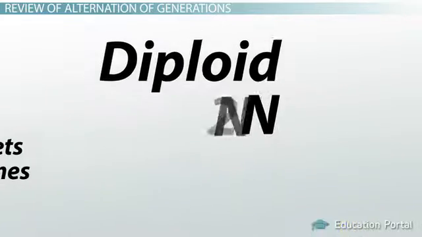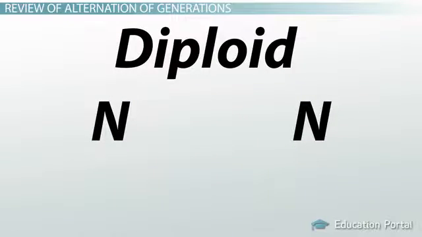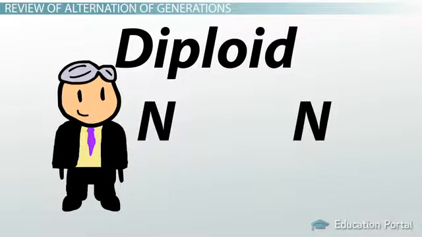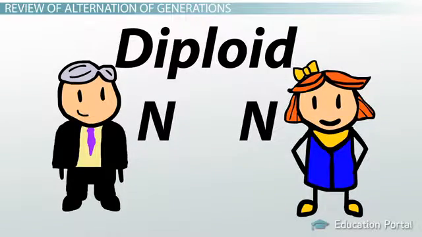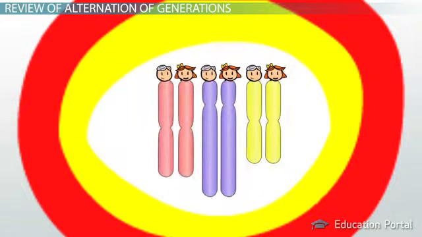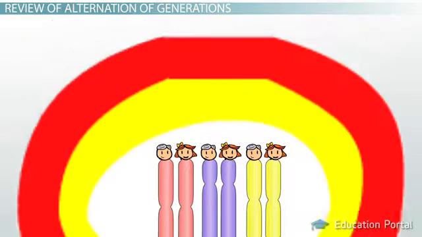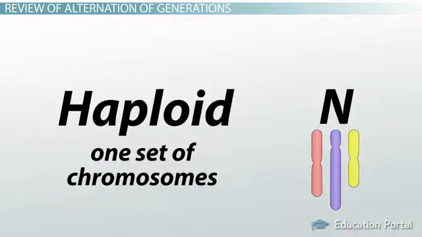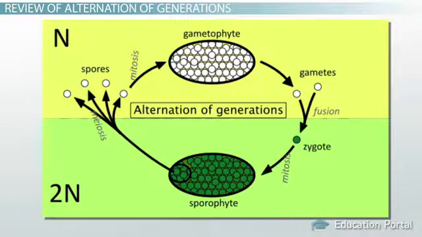In diploid cells, one copy of the chromosomes comes from each parent. For example, in humans, you get one copy of chromosomes from your dad and one copy from your mom. The same idea is found in plants. Each diploid cell contains one copy of chromosomes from the male parent and one copy from the female parent. Haploid means one set of chromosomes and is commonly abbreviated as N because there's only one copy of the chromosomes. Let's look at a diagram of the basic idea of alternation of generations.